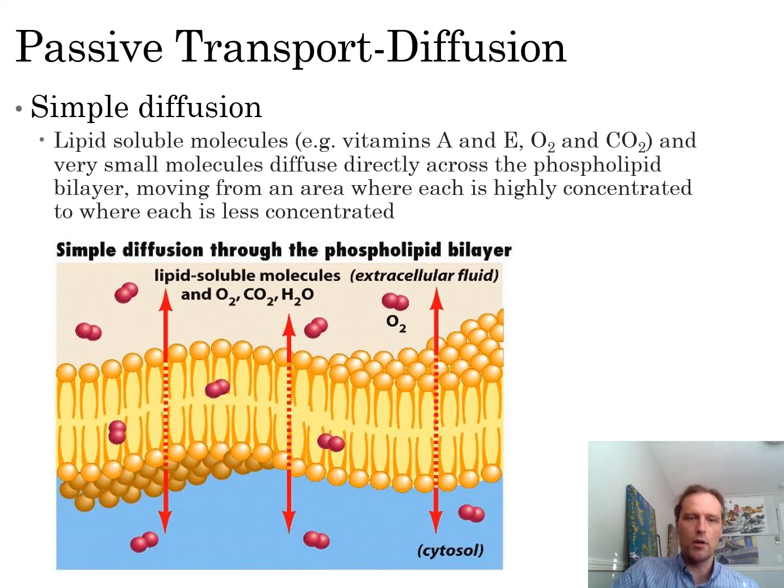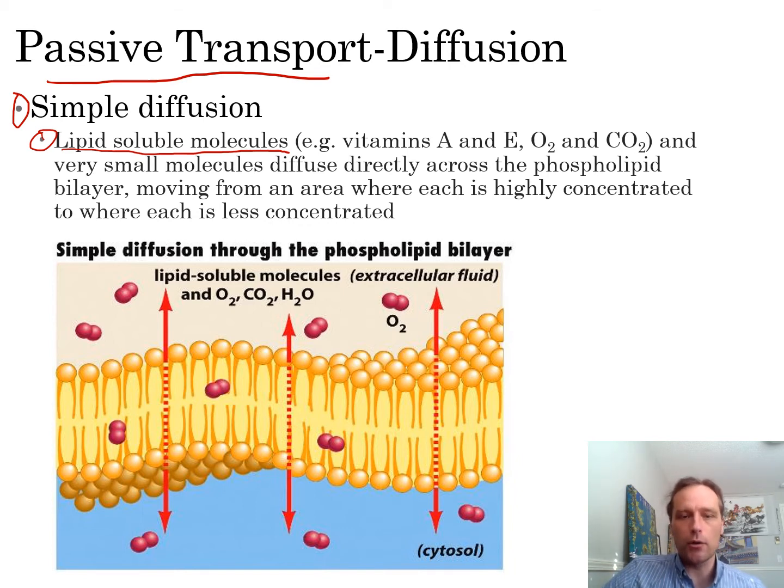Passive transport, diffusion. First kind, and now this is a subcategory of passive transport. It is a subcategory of diffusion, sort of, basically. You won't be quizzed on the difference. Simple diffusion. It's this simple. So number one, bullet one, lipid-soluble molecules, generally meaning non-polar molecules, hydrophobic molecules. Lipids are fats. Example, vitamin A, E, oxygen, carbon dioxide, and also very small molecules like water.